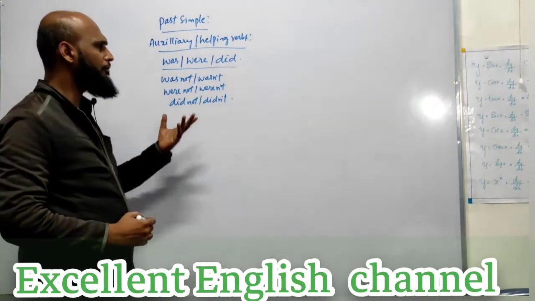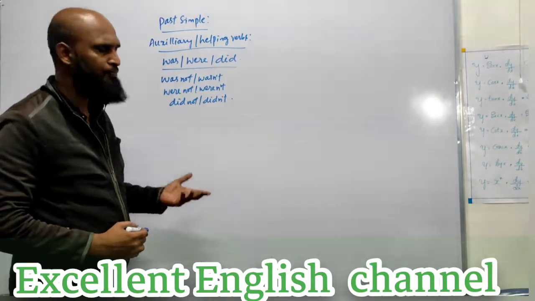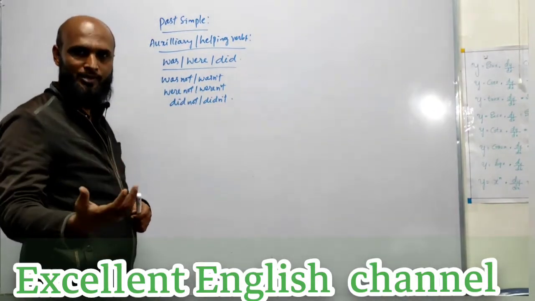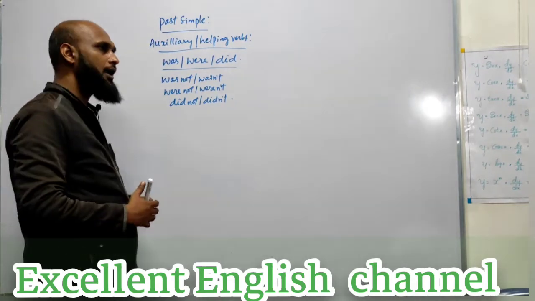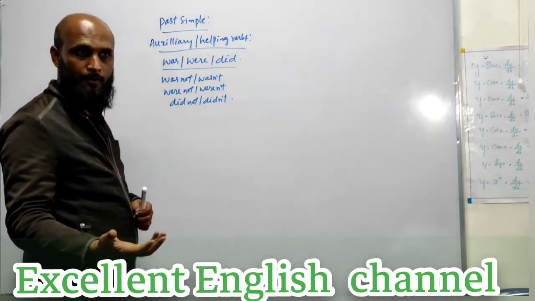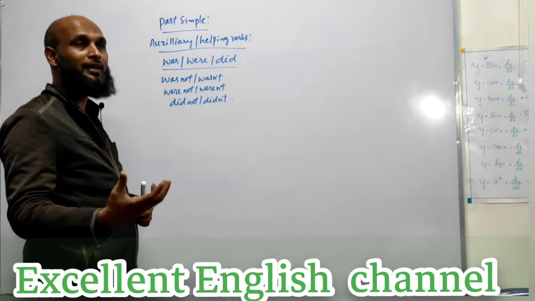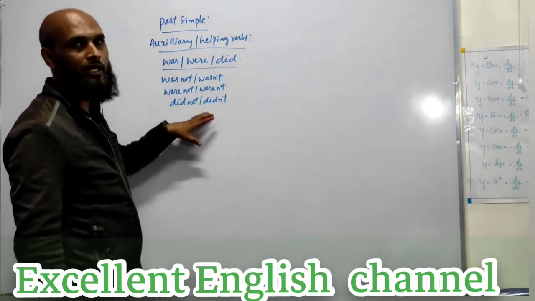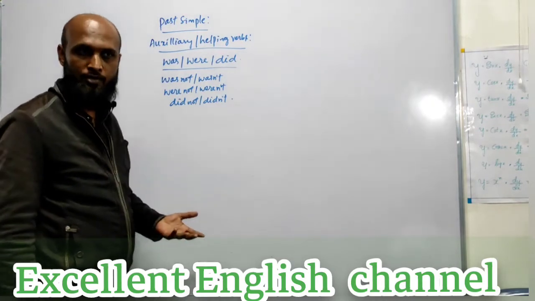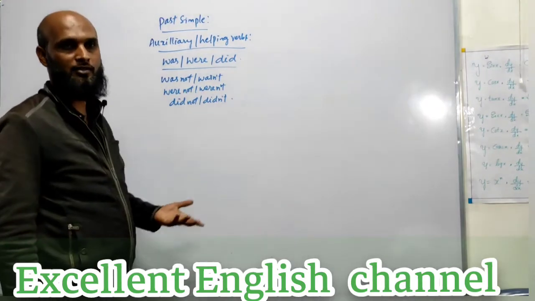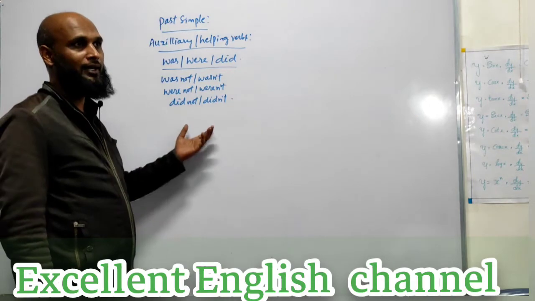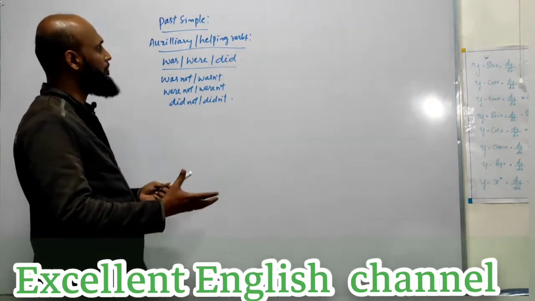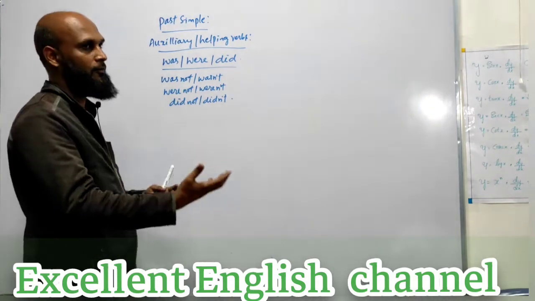And when are we going to use these helping verbs? Well, it is very simple. We use these helping verbs to form questions, negative sentences, and negative questions. Without these helping verbs, we will not be able to make questions, and we will not be able to form negative sentences. You can understand it when I give you some examples of the past simple using these helping verbs.